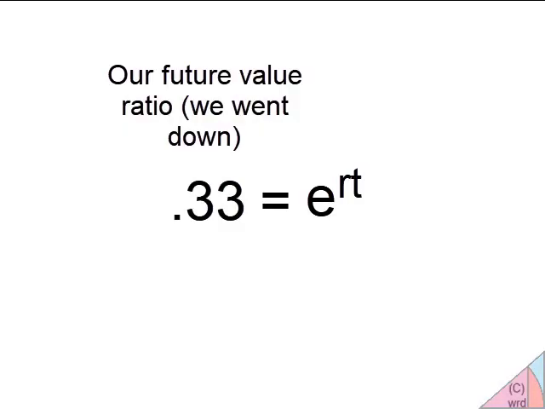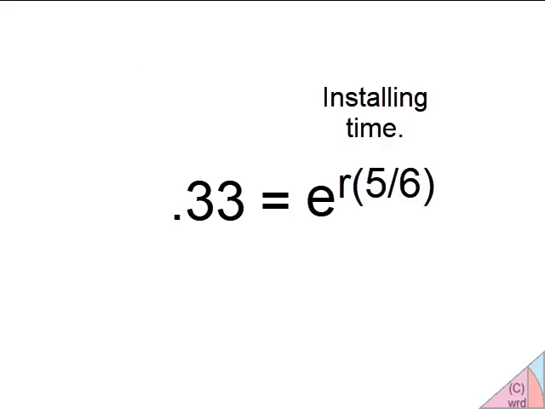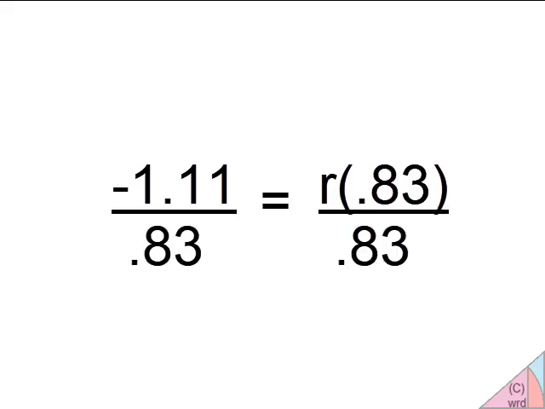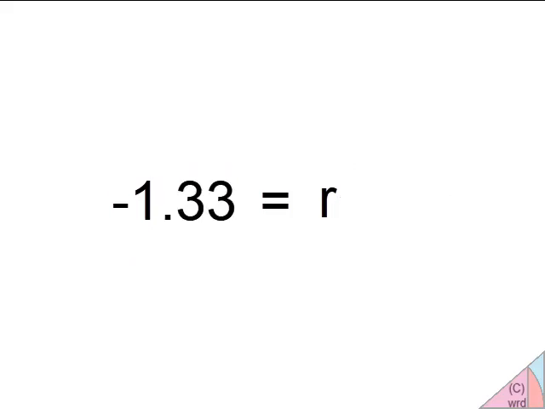RFV over PV is 33 over 100, or 0.33. 50 minutes as a fraction of an hour is 5 over 6, or 0.83, and this is used for our time. We do everything the same as before to get R. Hopefully R will turn out negative, as this is supposed to be a decay problem. Ln of 0.33 is -1.1. We divide through by 0.83 and we have R equals -1.33.